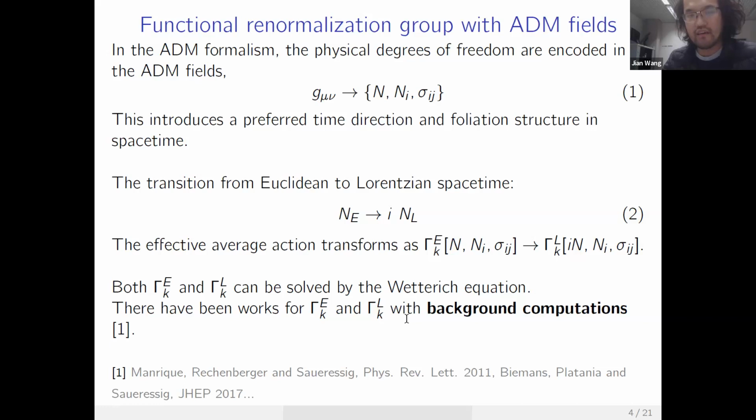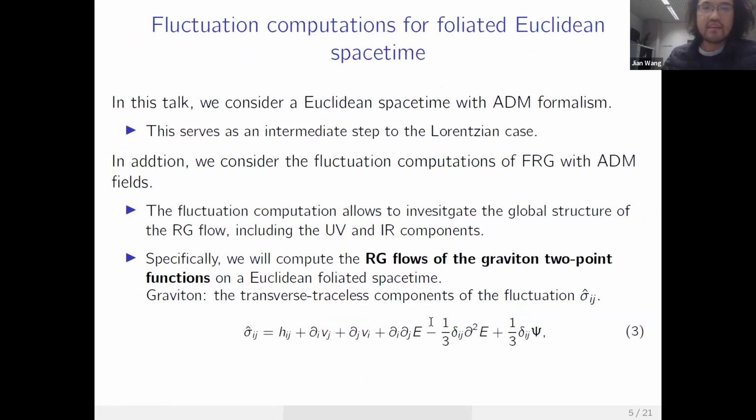We should note that before this work, most works in this direction are done at the level of background computations. In this talk, we'll only consider Euclidean spacetime in the ADM formulation. We will not do the Lorentzian case in this talk. The Lorentzian situation will be considered in our future work. So this talk could be regarded as an intermediate step towards the Lorentzian case.